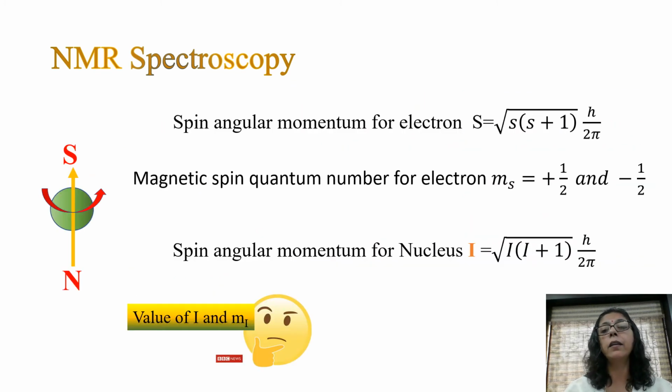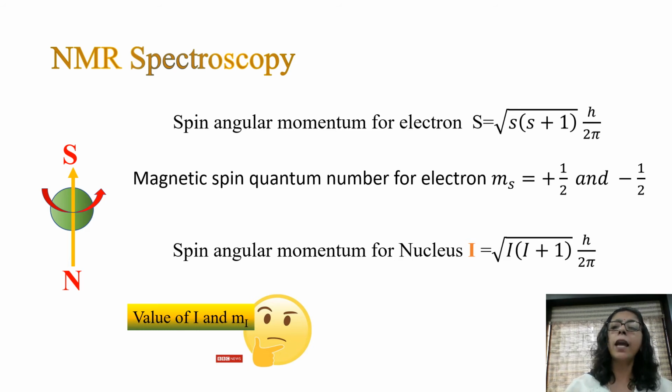Again, I am writing down the value of spin angular momentum for electron. And what are these magnetic spin quantum numbers? They basically express the orientation in three-dimensional space. And what is this MS known as? It is known as the magnetic spin quantum number.